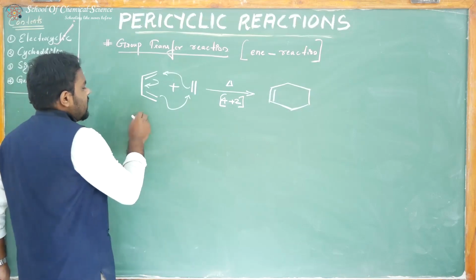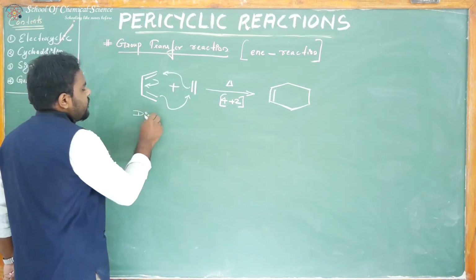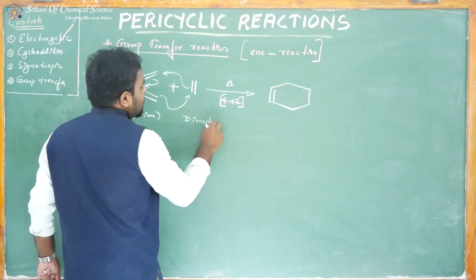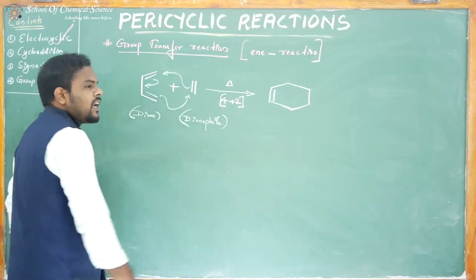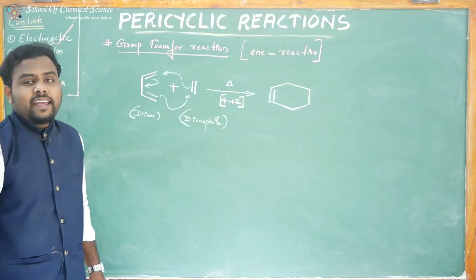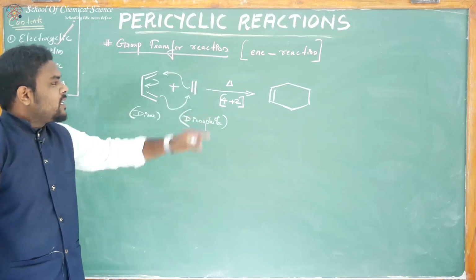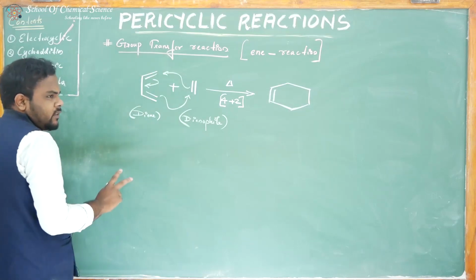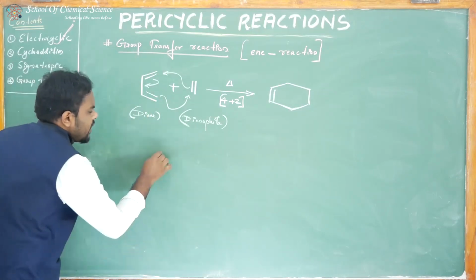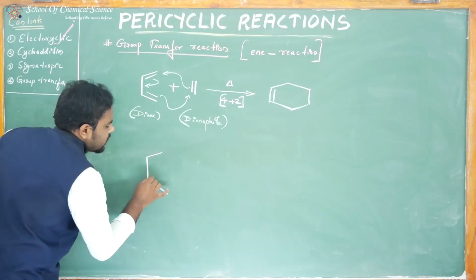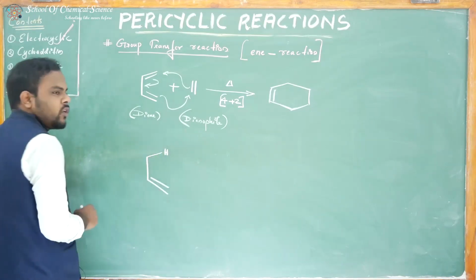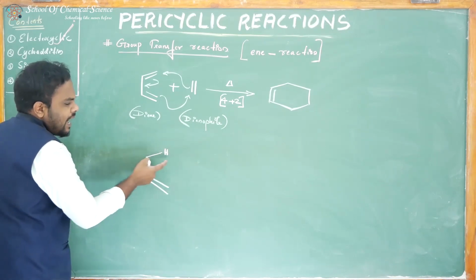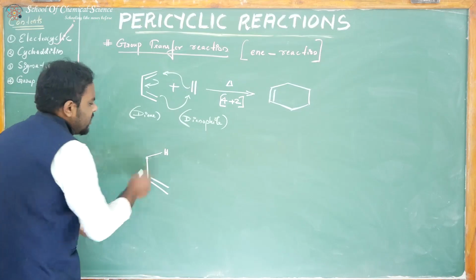This is the diene and it's a dienophile. Dienophile means diene loving species is called dienophile, to form the cyclic product. Here two double bonds are there. Instead of one of the double bond, I am taking an allylic hydrogen. This is an allylic carbon, 1, 2, 3. This is an allylic carbon and it's an allylic hydrogen.